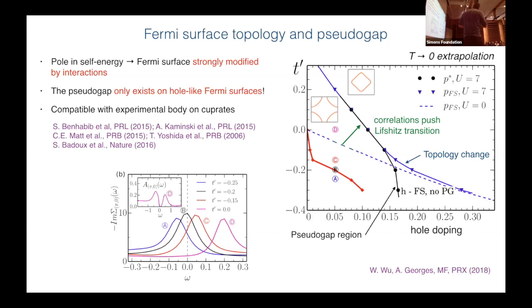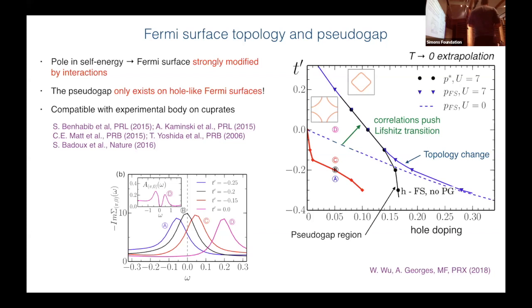It has a very strong effect, especially here at small doping. It's a very serious effect. So you're displacing the Lifshitz transition of the Fermi surface from hole-like to electron-like to much larger values of the doping. That's the first thing.